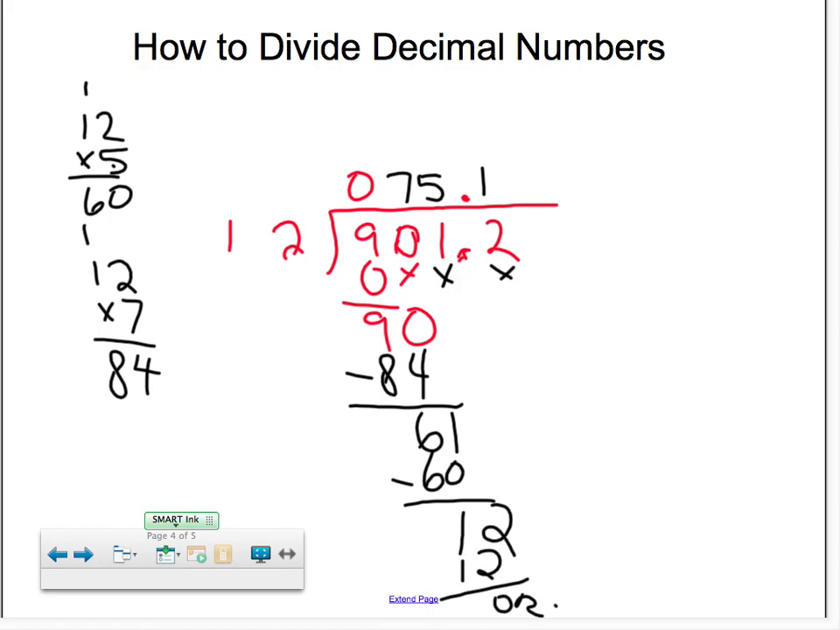Does anyone know how to check your work? We just did it. Multiply 75.1 by 12. Try it on your calculator. 75 decimal 1 multiplied by 12 should give you 901 decimal 2. Did it? Okay. You can also just check your work normally: 901 decimal 2 divided by 12, and you should get 75 decimal 1. End of story. That's how you divide decimal numbers.